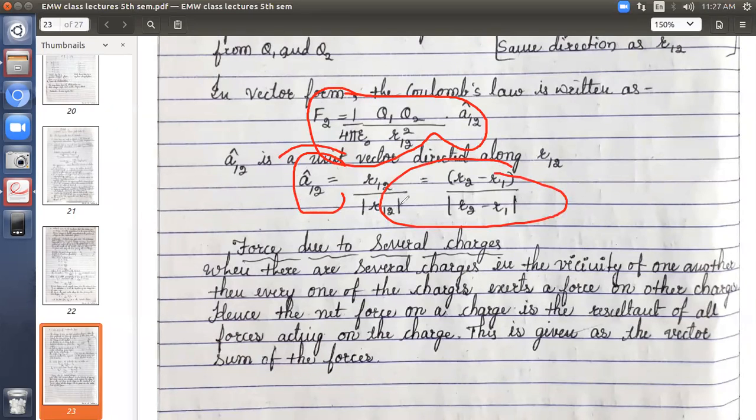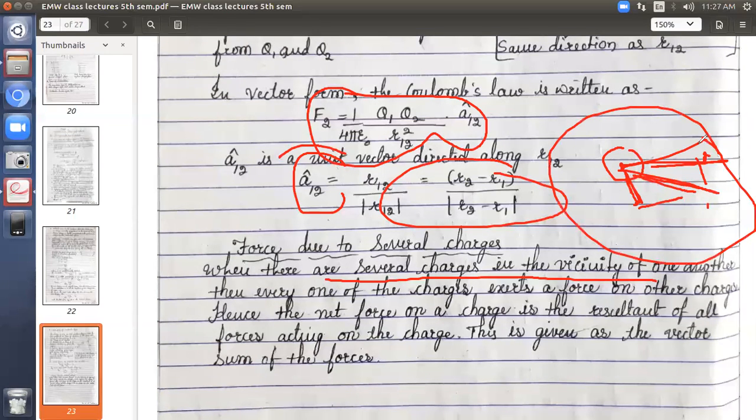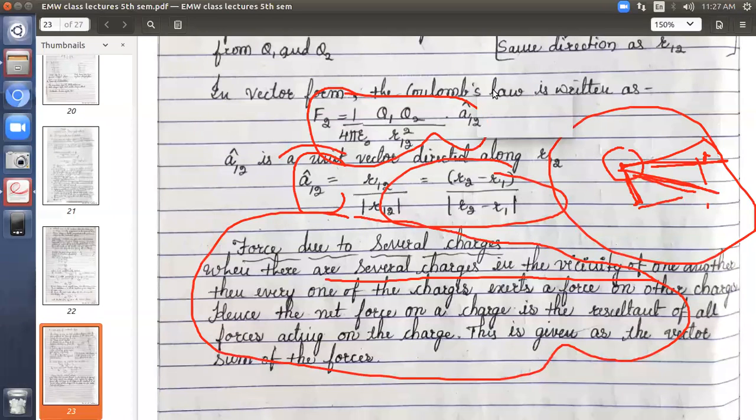And this is only if we consider two charges. If many charges exist, then we have to consider the force existing between each of these charges. Take this as one charge: the force between these two, the force between these two, the force between these two. You have to consider all this, and all the forces should be added together as a vector sum. This particular thing you will be dealing with in detail while solving the problems. You'll understand this concept, how we add the forces.